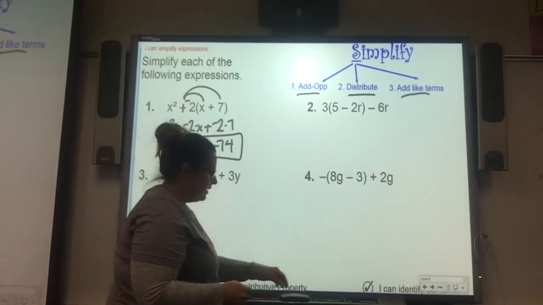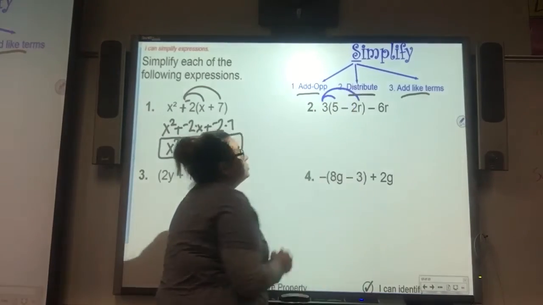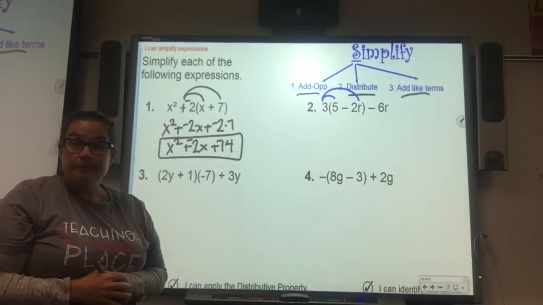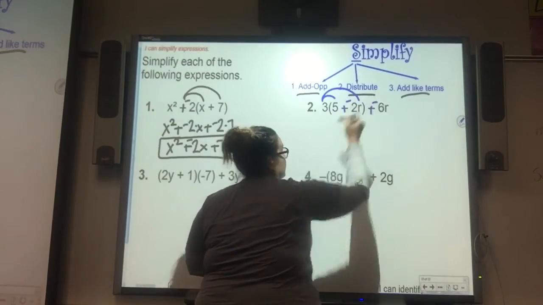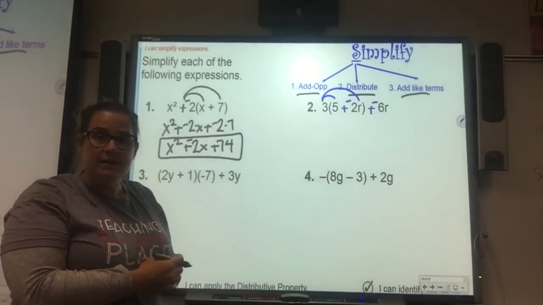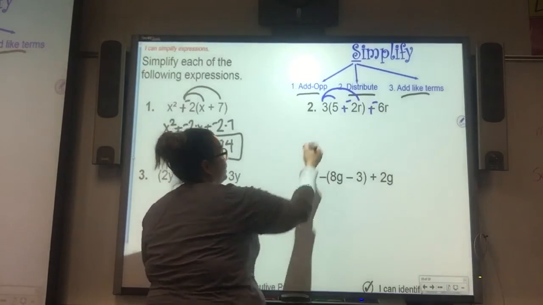I'm going to go back to using blue. I think that's easier to see. Let me know if it's not. So we're going to distribute first. If you'd like to add up, you can go ahead and do that. If you don't want to add up, your choice. You're 8th graders. You figure this out, right? You pick what works for you and you run with it.